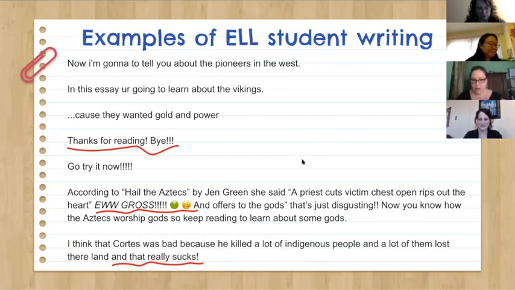And a lot of them lost their land, and that really sucks. Believe it or not, I was seeing the word sucks everywhere, especially with my English language learners. They see this word in social media, they hear it in the street, they hear it with peers, and it made it to our writing, and it was pretty rampant. So I set out to do something about this.